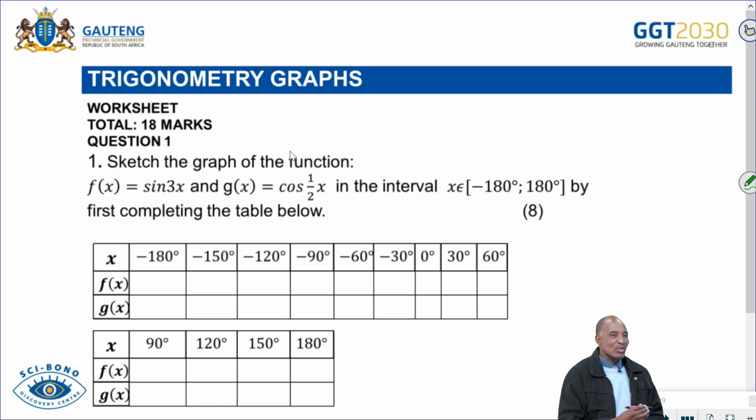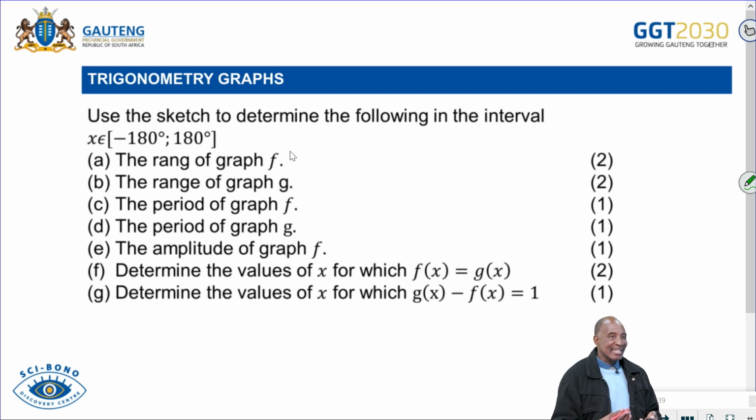Otherwise, our lesson is going to end here, but before I close, I've left you a worksheet that you need to go through. You need to sketch the graph of given functions. F of x equals sine 3x and g of x equals cos half of x in the given interval by first completing those tables. We have g of x and f of x as a 2-in-1 type of table. For 8 marks completing the table, just to practice that. Then from there you sketch the graph or the two graphs. After that, you answer these questions. Use the sketch to answer the following questions.